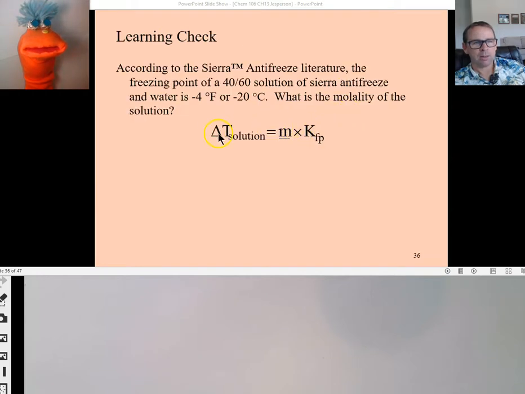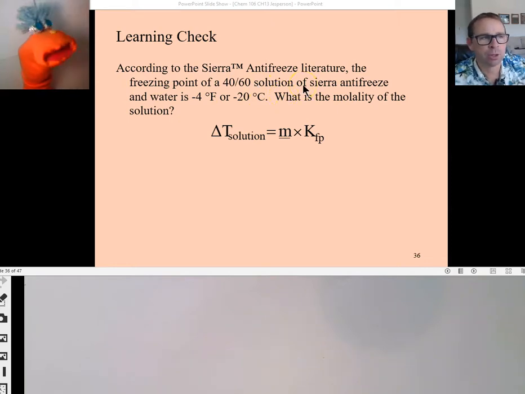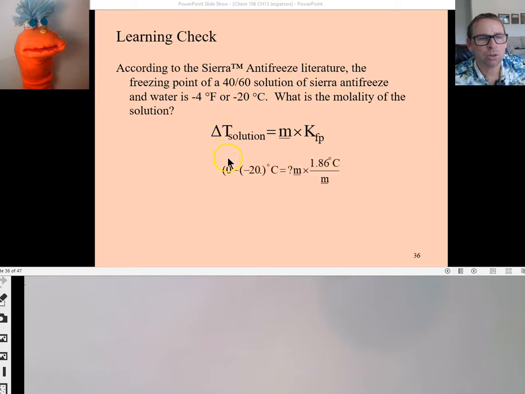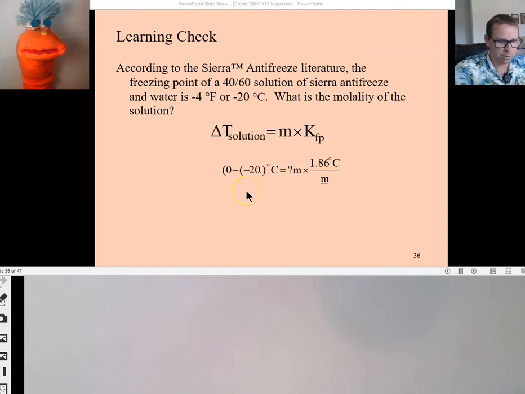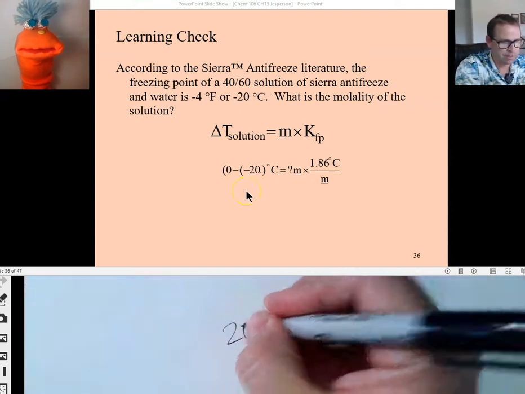And the change in our solution's freezing point, well, the solution freezes at -20 degrees Celsius. The water by itself freezes at what? Do you know what water freezes at? Well, that's 0. That's right. So the change here would be 0 minus the -20. So we have 20 for our change in temperature.